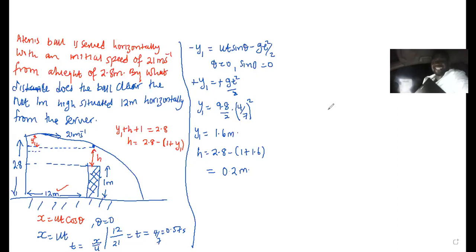Sometimes if they say it just clears the net, it means it is passing at the height of the net. When they say just clears your hair, it is at the height of your hair. Okay?